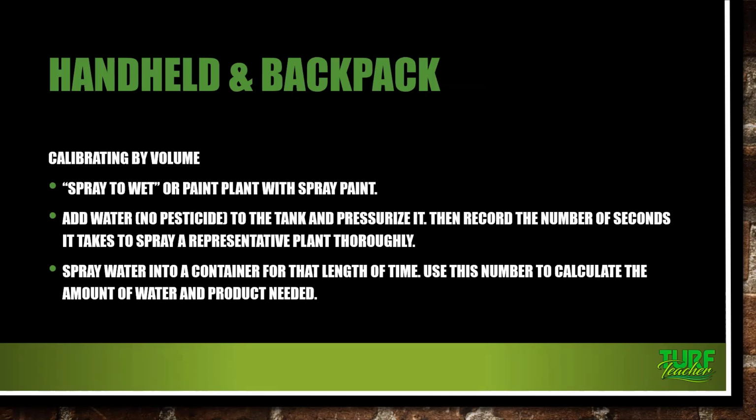So we're going to find the plants, however many we got, find one that's very average to all of them. And we're going to wet that plant very thoroughly. Then we're going to spray into a container for the length of time that it took us to wet this plant. We'll use this number to calculate the amount of water and product needed. So we're going to spray a plant, record the time, and then spray into a container, making sure that we're holding the trigger down for the same amount of time for the plant and the container.